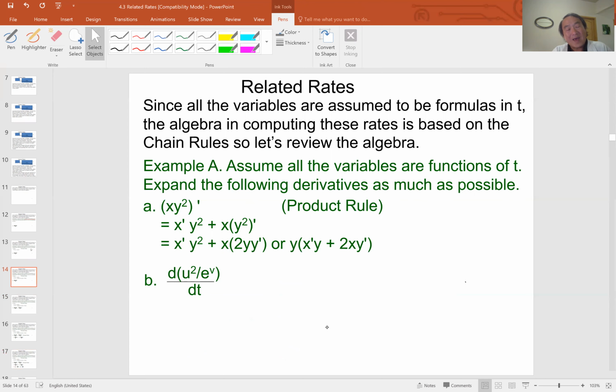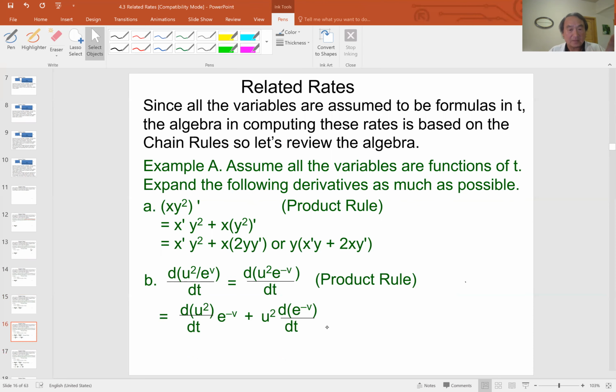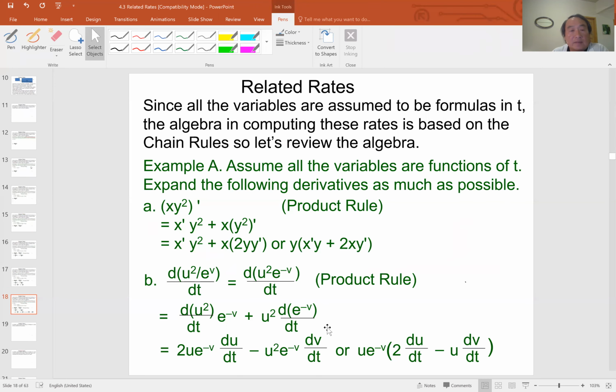And this is as far as I can go in expanding the derivative of these expressions in terms of u and v and du dt, dv dt. Okay, in the derivatives, this is as far as I can expand. So this algebra we will encounter in these type of problems, expanding things in terms of dt.